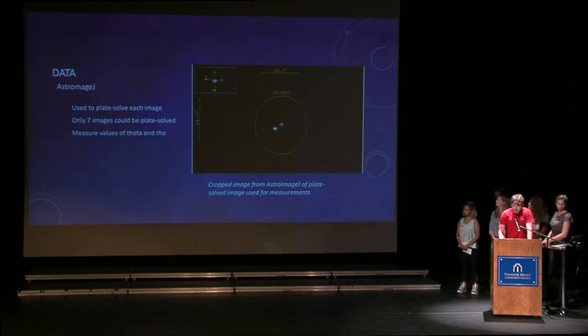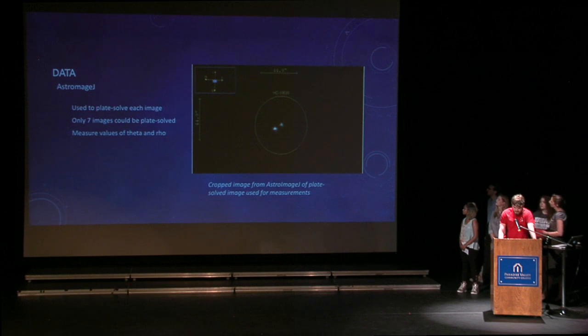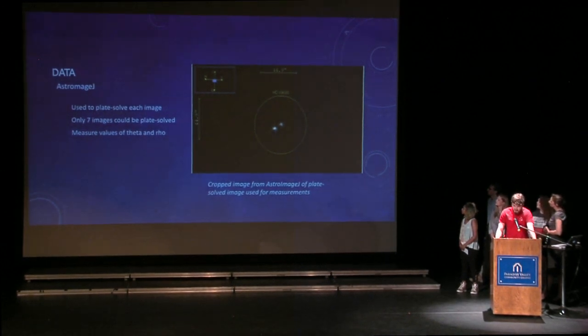So in order to make our calculations of the stars, we had to use 2 programs, one of which was called ASTROIMAGEJ, and we were initially having some problems with running and using the program, but eventually we discovered that we had to update it to version 3.2.1. And once it was all updated, we were able to plate solve 7 out of the 10 images, which was suitable to get reliable data.